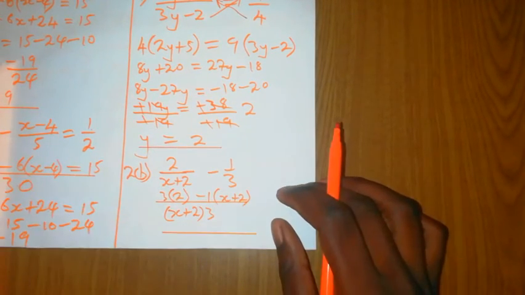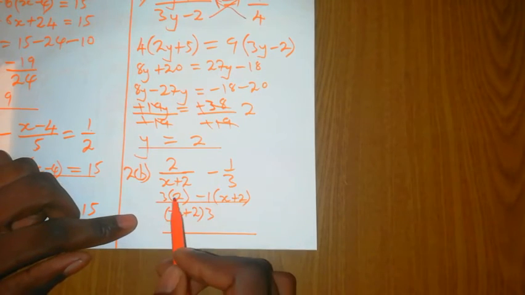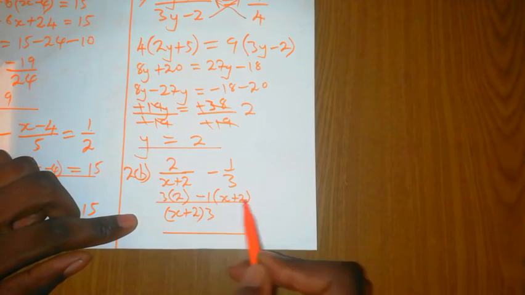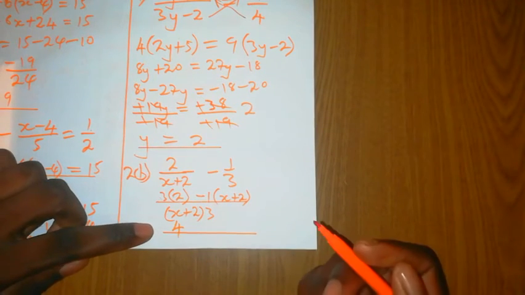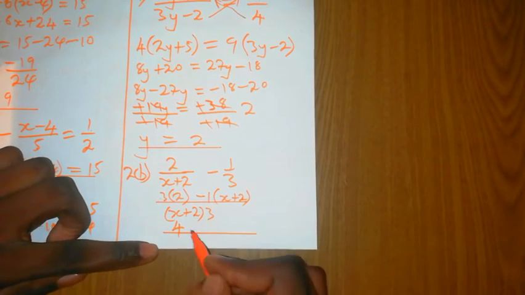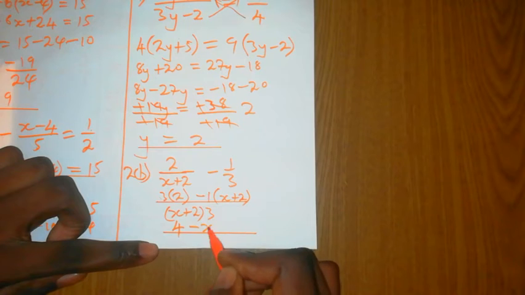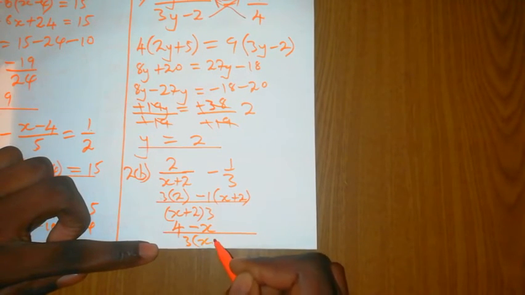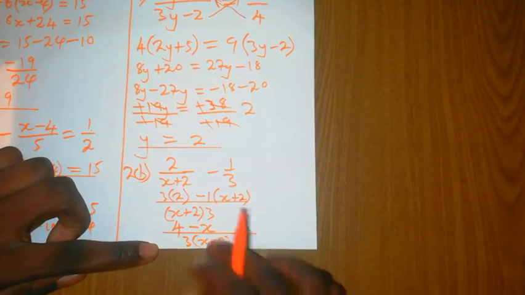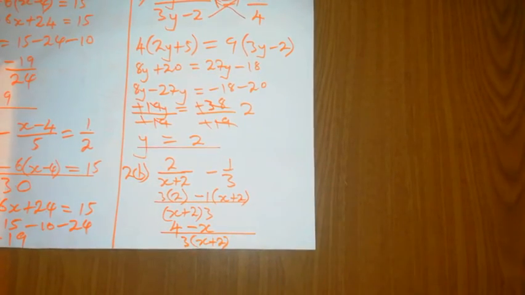I'll do it like this. So this is my 6 minus 2. I'm going to obtain a 4. I'm summarizing, the reason being that we did this topic earlier. So that's 4 minus x over 3 bracket x plus 2. This is my answer. Now, I want us to answer this question.